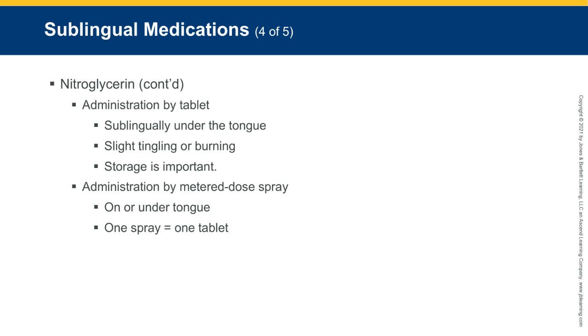Nitroglycerin tablets are placed under the tongue, where they dissolve and enter the bloodstream quickly. A tingling or burning sensation under the tongue is normal and indicates that the medication is working. Storage is important, as nitroglycerin is sensitive to light and heat. The spray form of nitroglycerin is administered similarly, one spray under the tongue, allowing it to absorb without swallowing.